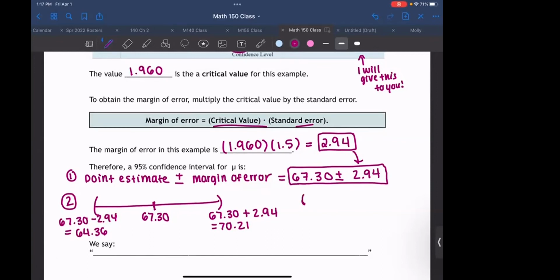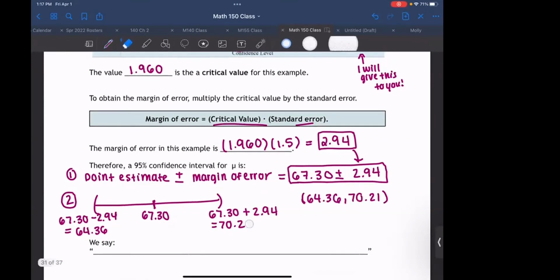Oh my goodness, my Apple Pencil. No. 64.36 and 70.21. Oh yeah, I'm very bad at doing mental math, so let me just check. I know, yeah, you are totally right. This should be a 4. Thank you so much, Jasmine. Makes me so happy. Students catch on to what I'm writing wrong. Okay, thank you so much for that.